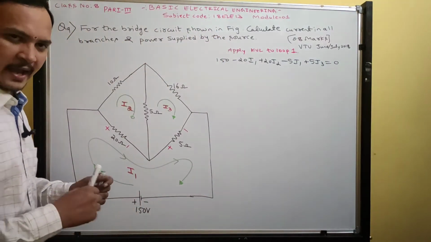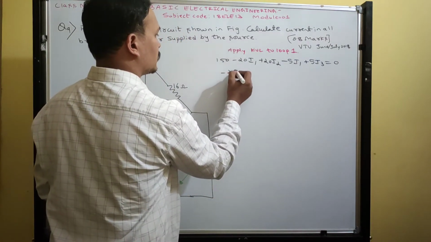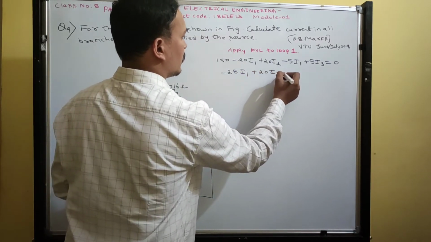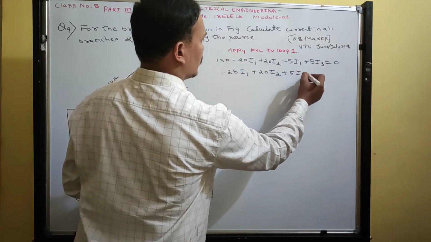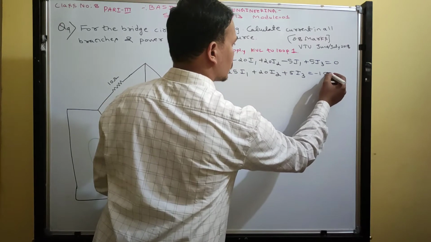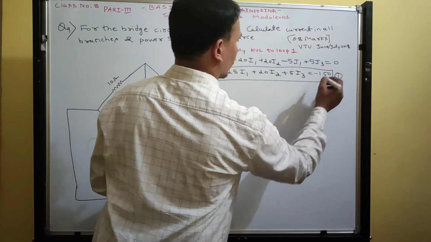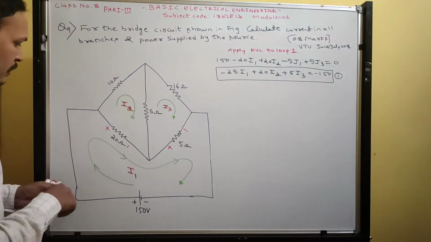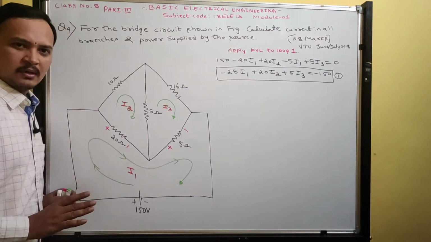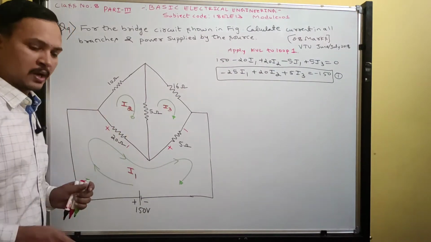Now you group all I1 terms, I2 and I3. Minus 20, minus 5: minus 25 I1 plus 20 I2 plus 5 I3 equals minus 150, taking the 150 to the other side. Take this as equation number 1. Keep that in mind. Now loop 1 is completed. If you have a doubt, cross-check once again. If it is clear, then go for the second loop. Now forget about loop 1 polarities.